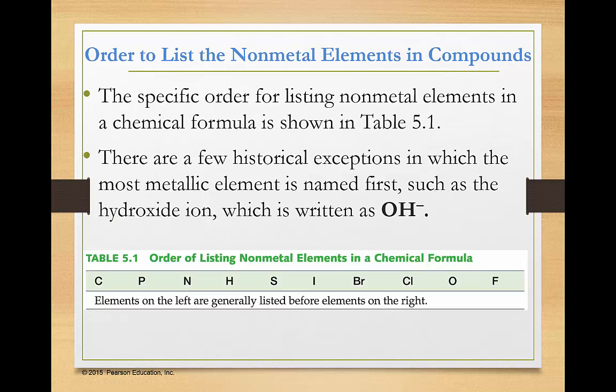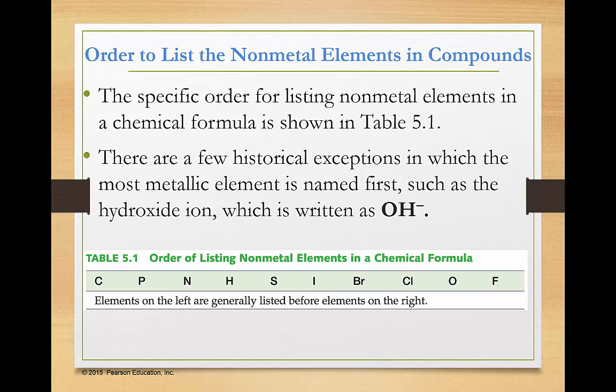All right, so if we look in the book at table 5.1, they give a specific order for listing nonmetal elements in a chemical formula. If there's ever any confusion, for example, if you have nitrogen and sulfur, you don't tend to have just those two together in a compound, but if they're listed together, nitrogen is immediately to the left of oxygen, sulfur is immediately below oxygen.